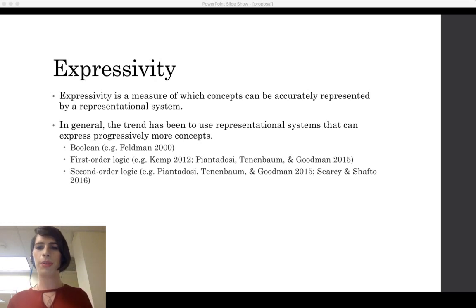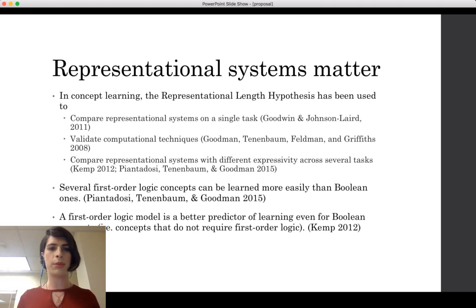I'll also here plug my work with Pat that showed that concepts that underlie counting and arithmetic cannot be learned without a second order logic. And there's more about what that second order logic looks like in the paper. And also one of the things that we did was extend teaching models to use first order logic. So the important point here is a somewhat general one, that representation systems matter.